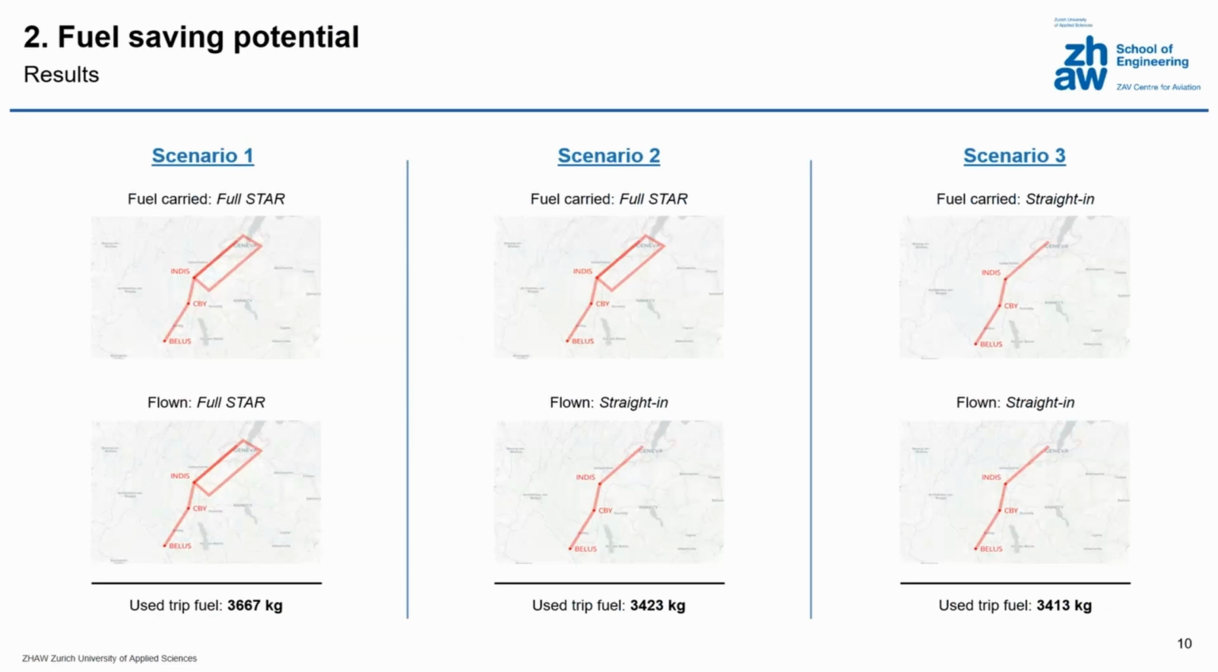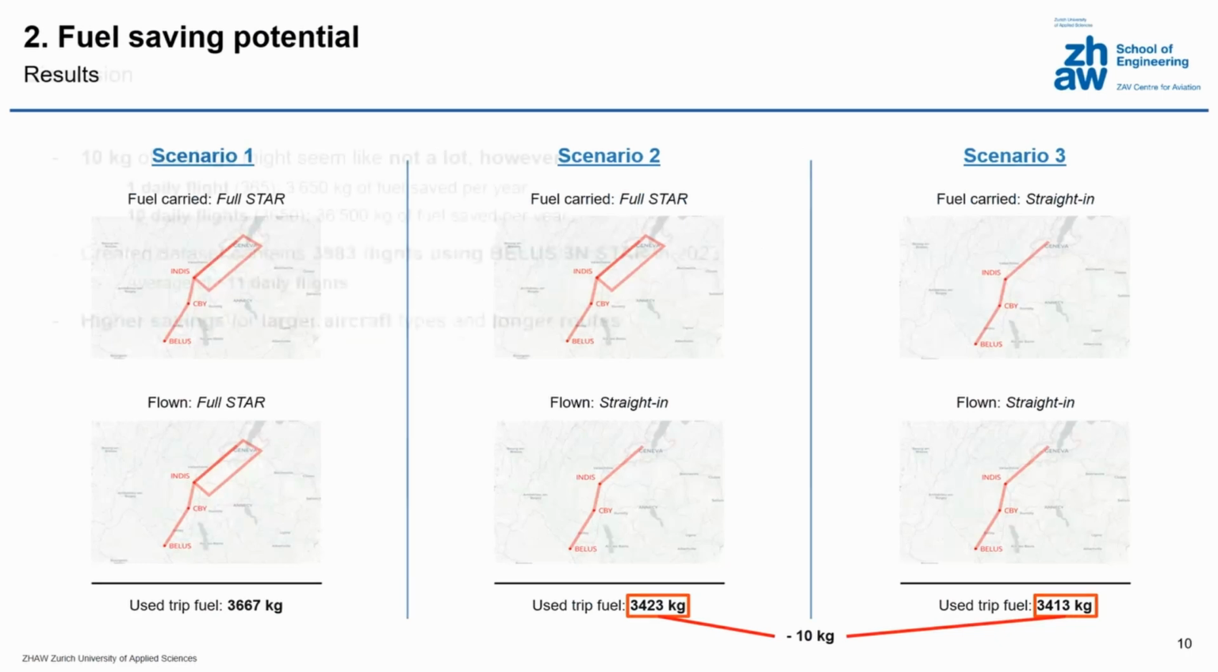And in the third scenario, we then created a situation where we assume that expected distances are available that more accurately reflect the actual distances flown. So the only difference to scenario 2 is that we don't carry the fuel for the full start procedure, but only the fuel that is actually required to fly the straight-in approach. And here the amount of fuel that's required for the trip is 3,413 kilograms. So we can see between scenario 2 and 3, we have a difference of 10 kilograms of fuel that are required for the flight, which is only due to the fact that in scenario 2, we carry the additional fuel to fly the full start procedure, which is in the end not done.